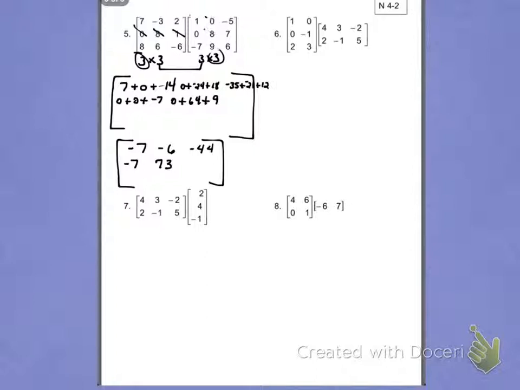Now let's do our middle row times our last column. 0 times negative 5 is 0. 8 times 7 is 56. And 1 times 6 is 6. So 56 plus 6 is 62.